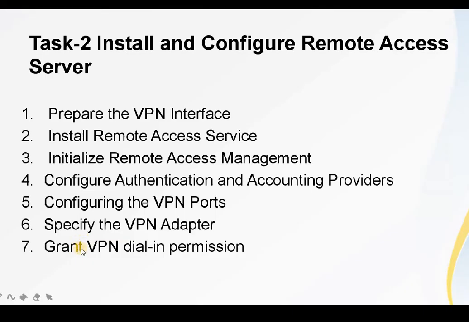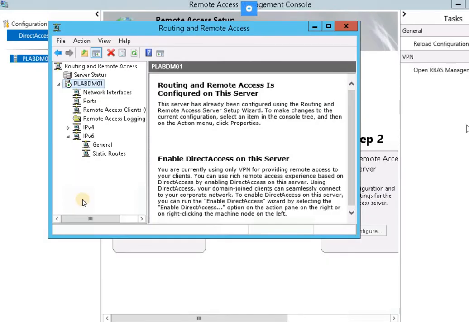So the last task we are going to see, seventh, grant VPN dial-in permissions. To enable a user to set up VPN connections, you must grant the user the permission to dial in to the VPN server. Please note that to grant such rights to a user on a domain, you must have administrative rights on the domain. So we will see how to grant the dial-in permission to the administrator account on the domain controller.